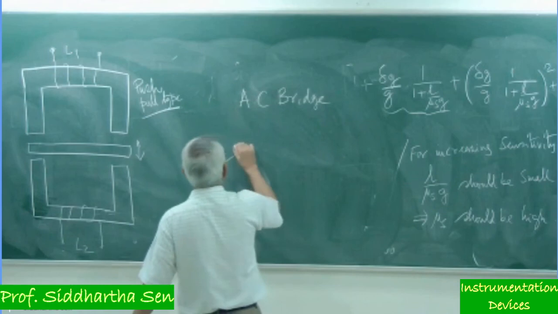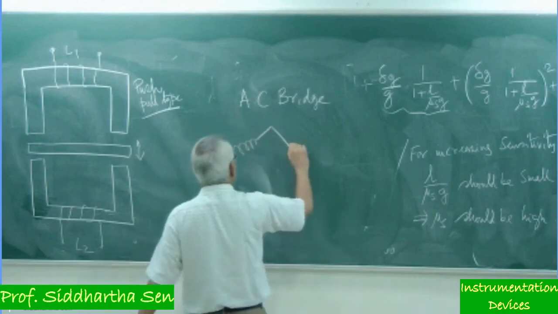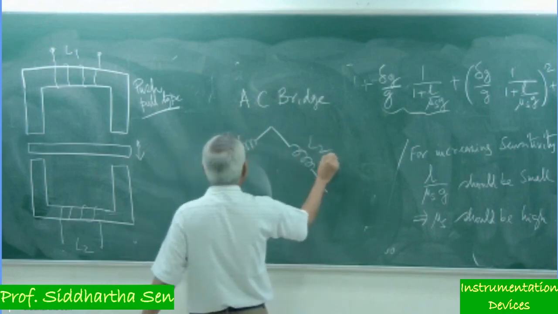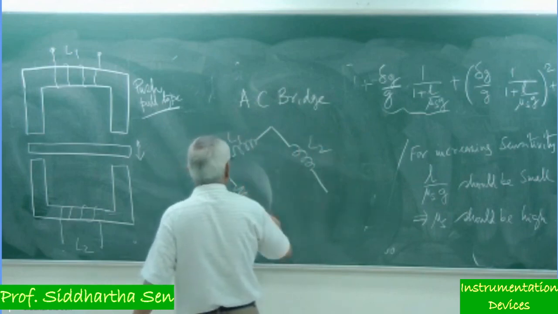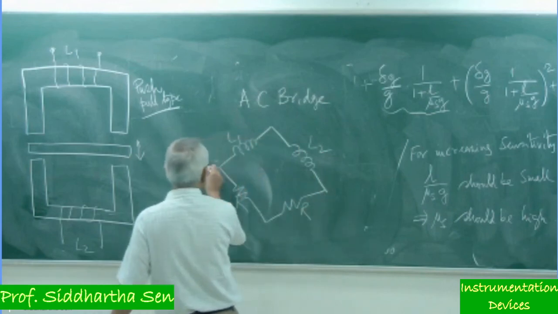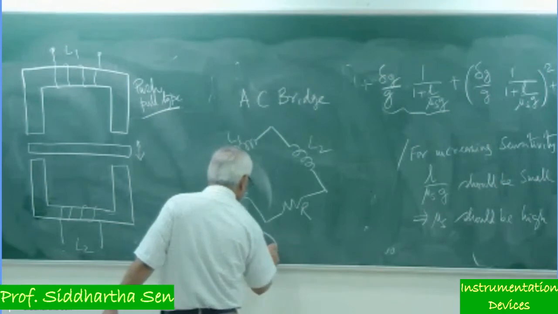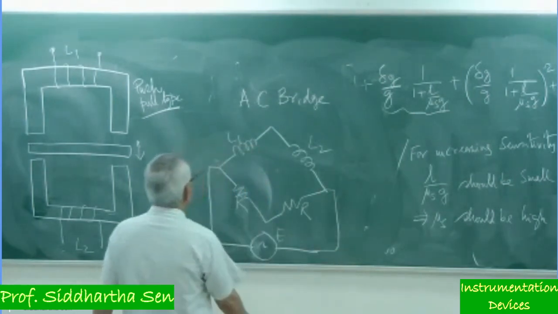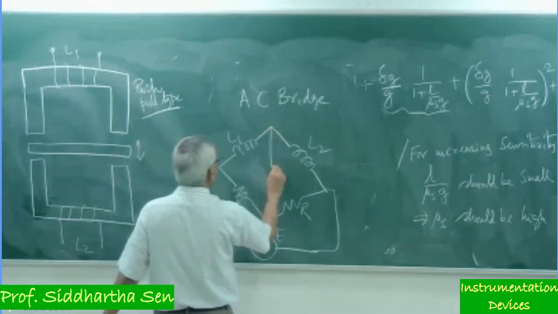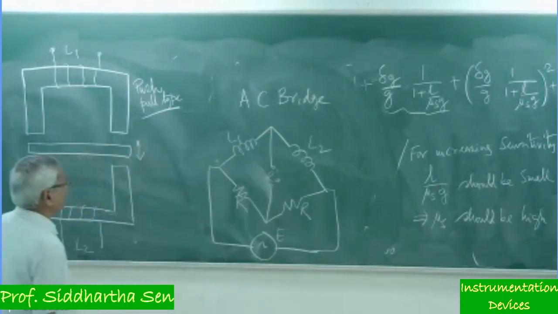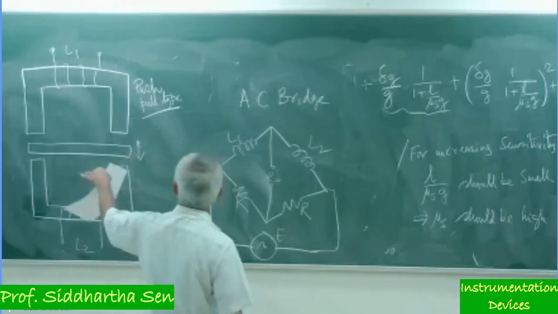Say suppose I make it L1, L2, and the other two arms I keep as two resistances, and vary this voltage E. And obviously the unbalanced voltage is 0 there. Okay. So this L1 and L2 we can easily find out what the values are.